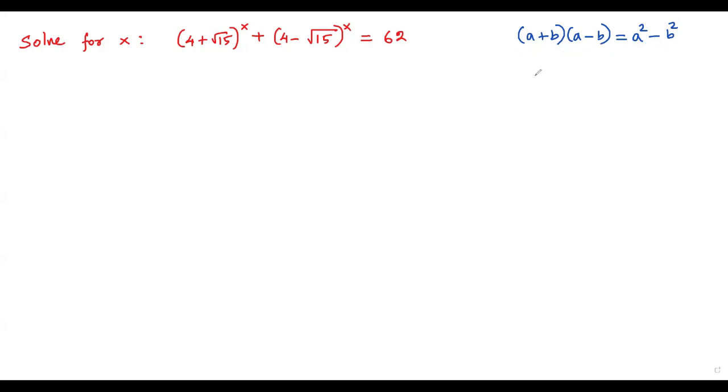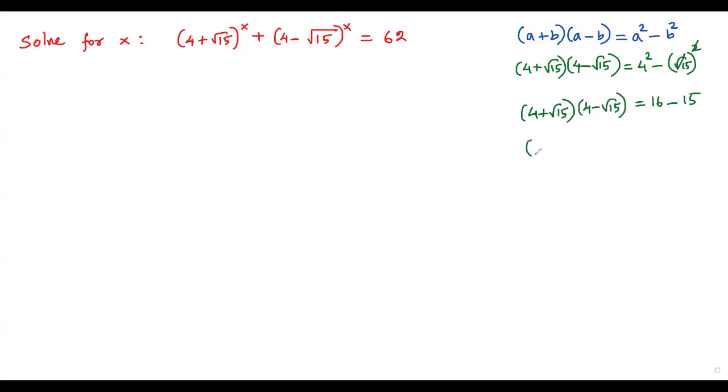Okay, now let me consider another two binomials in the same form. That is 4 positive square root of 15 times 4 negative square root of 15. The product of these two binomials is in the same form, a positive b times a negative b. In the place of a, we have 4, and in the place of b, we have square root of 15. So on the right side, instead of a square, we write 4 square, and instead of b square, we write square root of 15, the whole square. The square and square root cancel out, and we get 16 negative 15. So we get 4 positive square root of 15 times 4 negative square root of 15 on the left side.